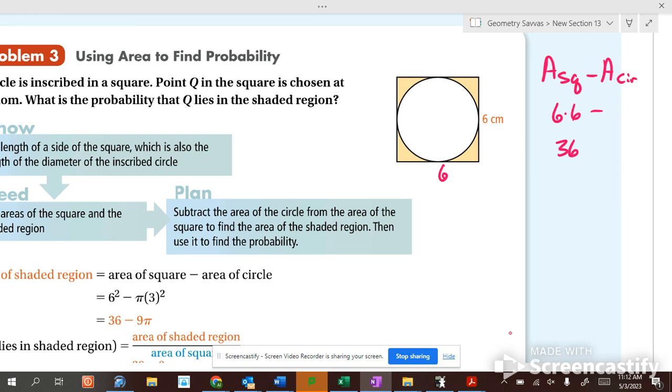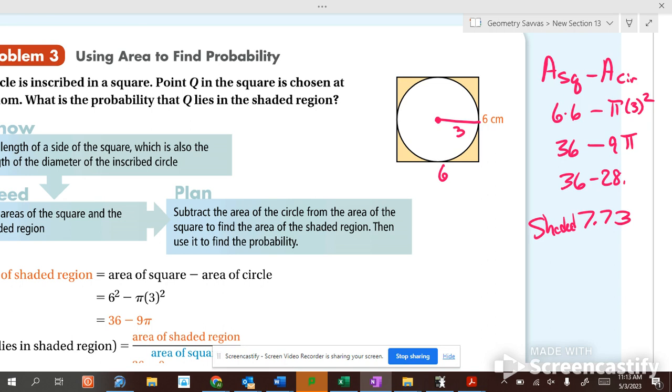All right, the area of the circle. What's the radius of the circle? 3. So the area of the circle is pi r squared, or 9 pi. What's 36 minus 9 pi? 7.73 we'll go with. All right. So that's the area of the shaded.